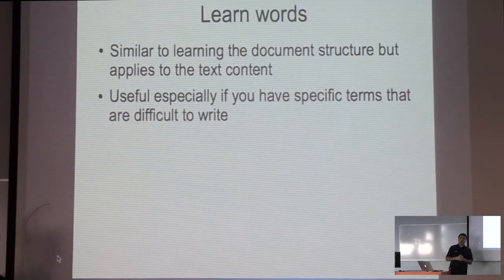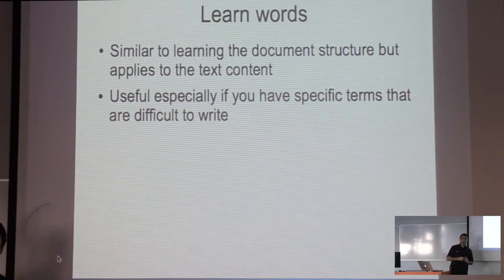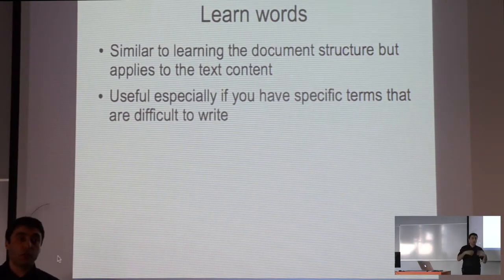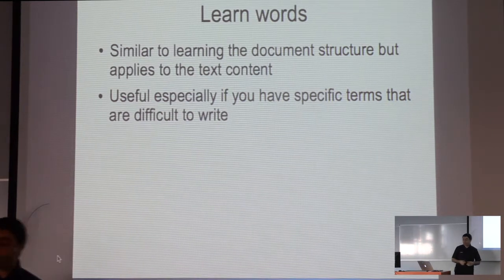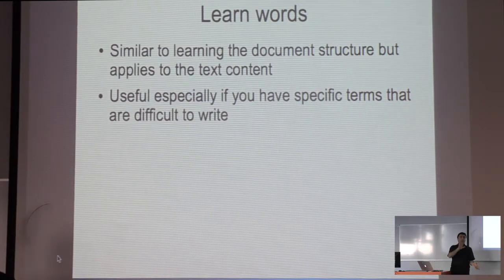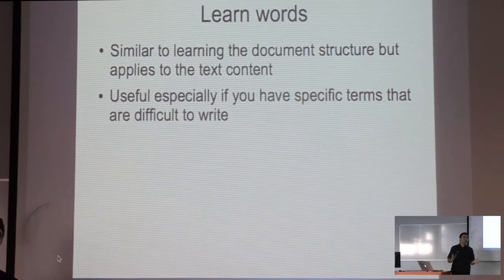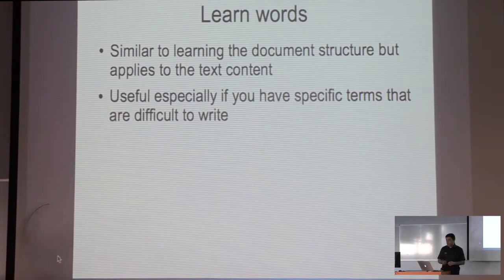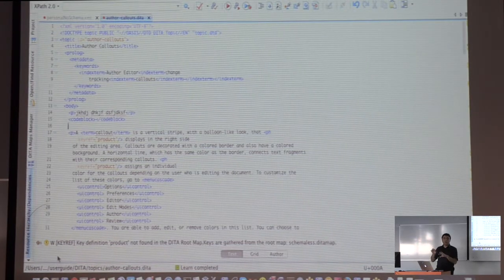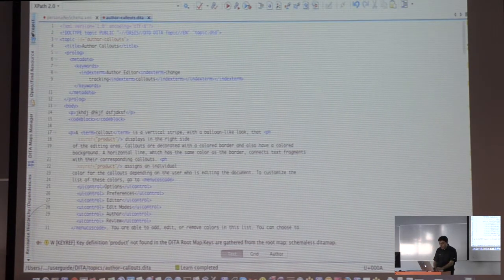A similar functionality that's also very hidden within oXygen, but it's related with this, is that we added at some point support for learning the words, the vocabulary that you are using in a document. So basically, oXygen will identify all distinct words that are larger than 3 characters, I think, something like that. And this is useful when you have a document that has some terms that are more difficult to spell.